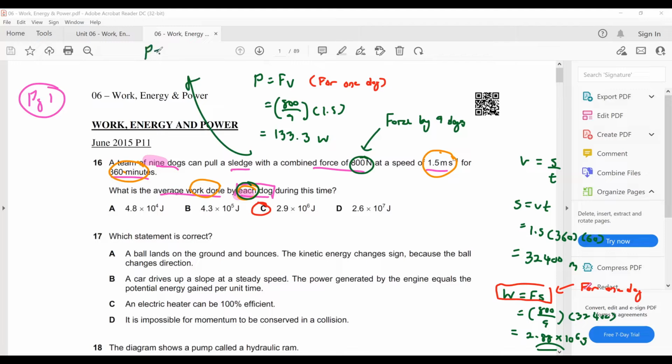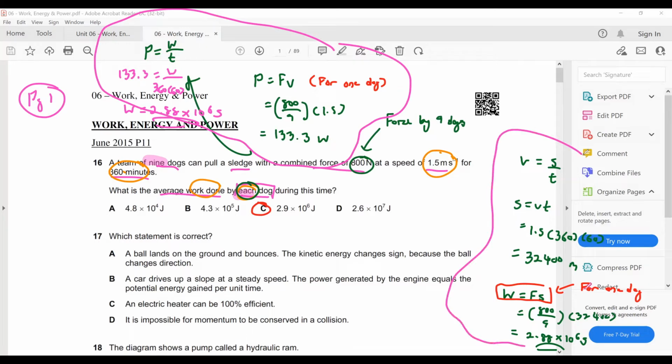So power is work divided by time. You take 133.3 equals W divided by 360 minutes times 60 to change it to seconds. Your work should be the same thing. You're going to get 2.88 times 10 power 6 joules. Okay, so you can work it either way. Either you use this or you use this, it will still get you the same answer. All right, so this answer is C.